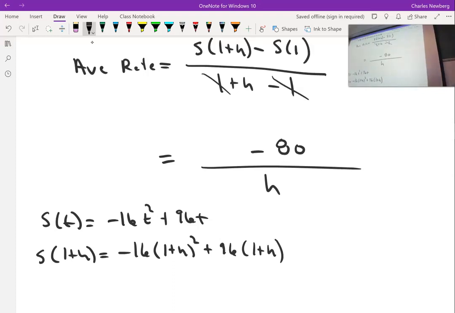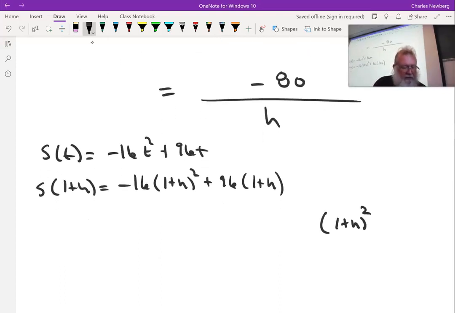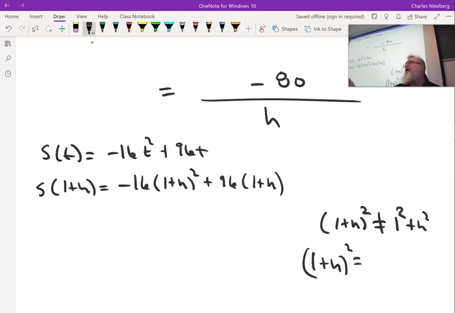Okay. We're going to roll up our sleeves here and get grungy. So are we ready to roll up our sleeves? What are we going to have to do here? We're going to have to square this out. And let me just remind you that (1 plus h) squared does not equal 1 squared plus h squared. Thou shalt not distribute powers across sums and differences. They just don't play nice. So when we square out (1 plus h) squared, I'll give you a chance, or if you know the quick formula, use the quick formula. Go ahead and square that out.